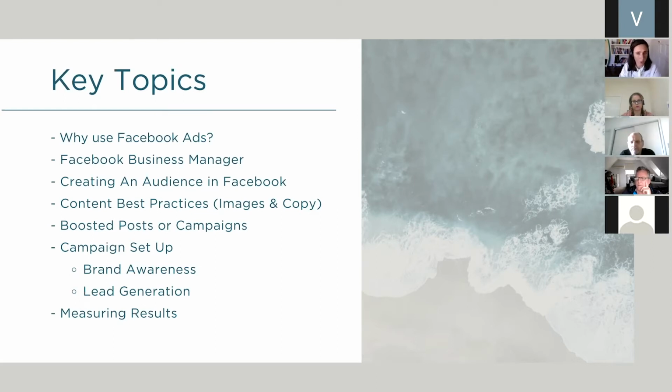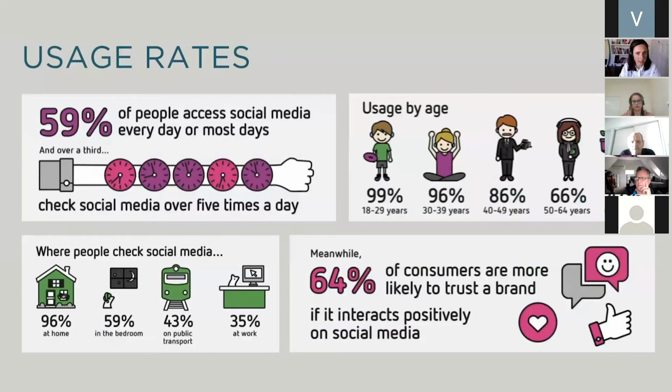All right, so this slide is just a bit of a recap of why social media advertising is really effective. So these are all stats from Australia. On average, 59% of people access social media every day. And over a third of those check social media at least 5 times a day. And so it's got a high visibility network of people on there that you can target.